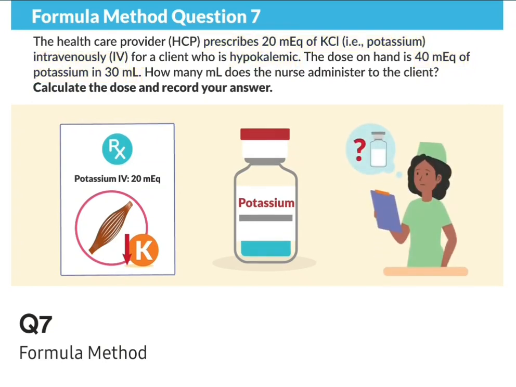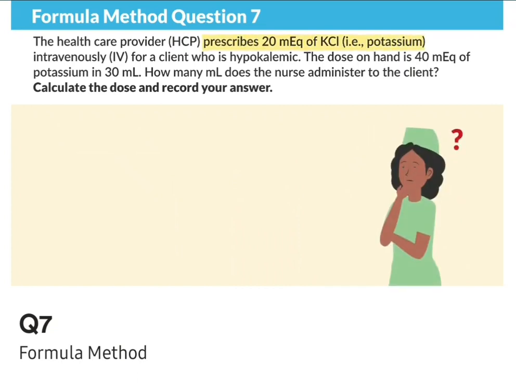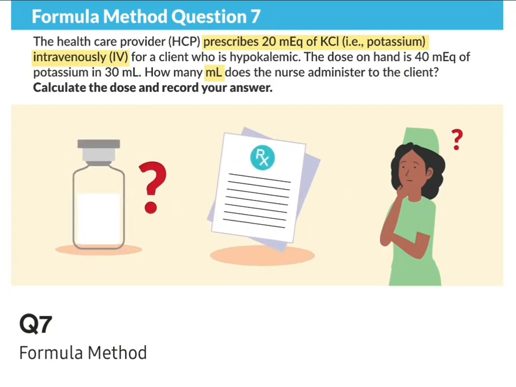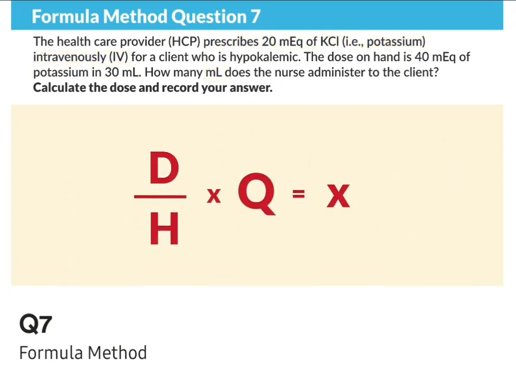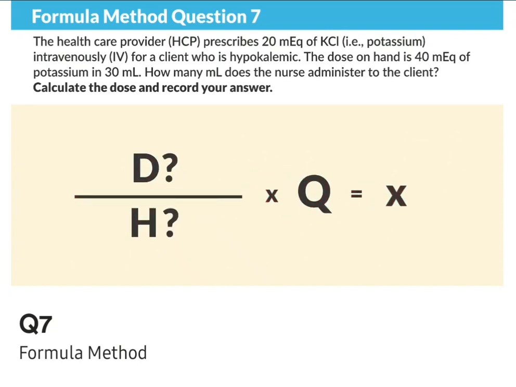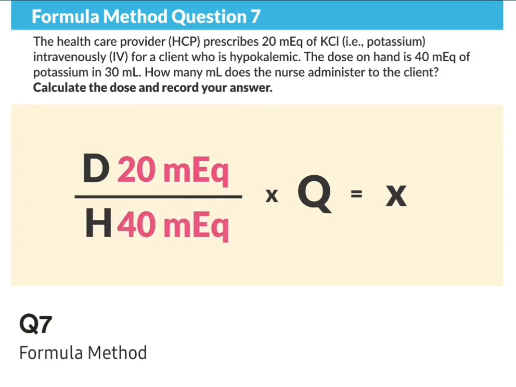All right, let's break it down here. The first thing we have to do is identify what we're solving for. We're solving for how many mLs the client should receive. Next is set up the equation, desired over have. We're using the formula method, so D over H times the quantity. D is the doctor's orders, or basically the dose prescribed, so D is 20 milliequivalents. The H is what you have on hand, so that's 40 milliequivalents. Now they're both milliequivalents, so we are good here.